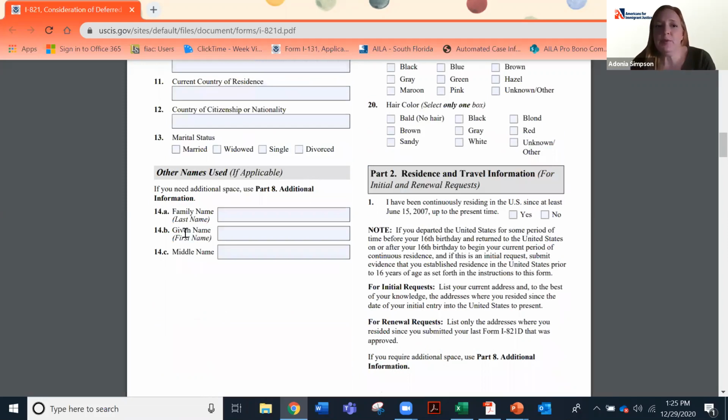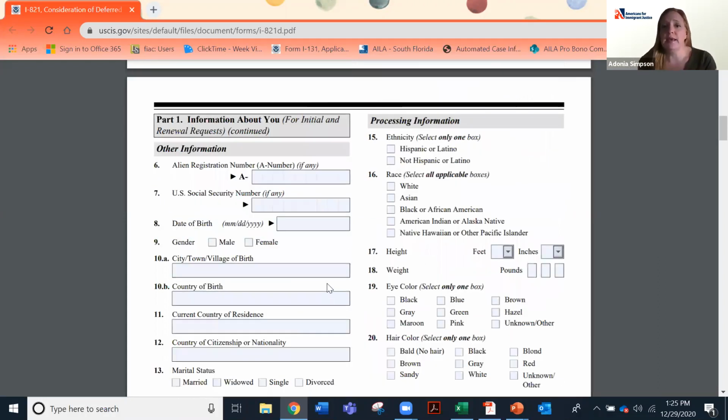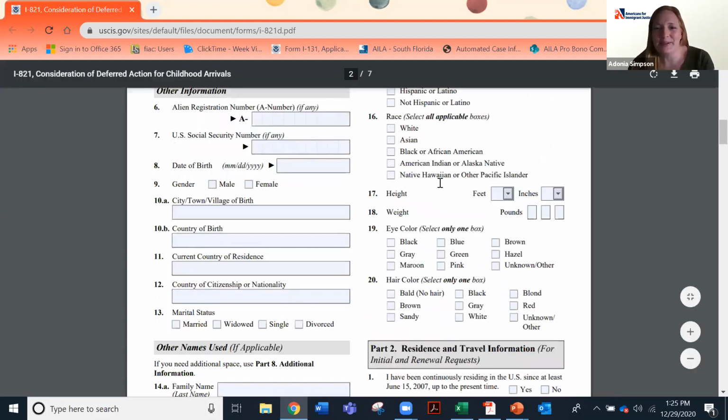Next, if you've ever used any other names, sometimes we've seen clients who may have used a different name at entry when they were coming into the United States, or for various other reasons. Make sure to indicate it here. If you have any, you should definitely speak to an attorney. We just want to make sure there are no other issues that may impact your eligibility, not just for DACA, but for future forms of relief, depending on what information was attached to that name. Ethnicity, race, height, weight, eye color, hair, just go ahead and click those to the best of your ability, however you identify.